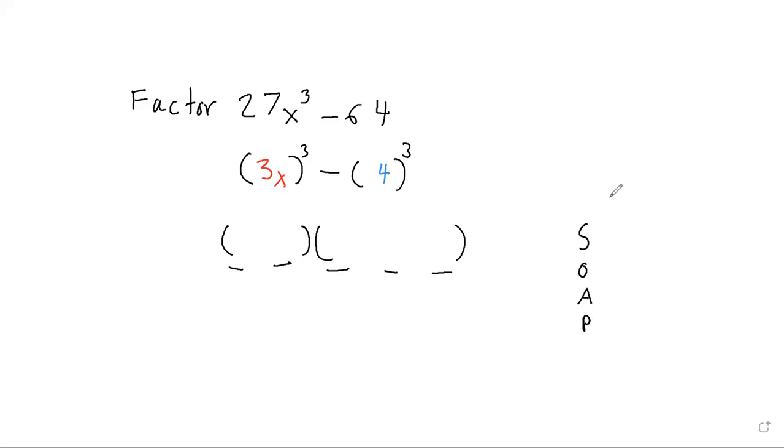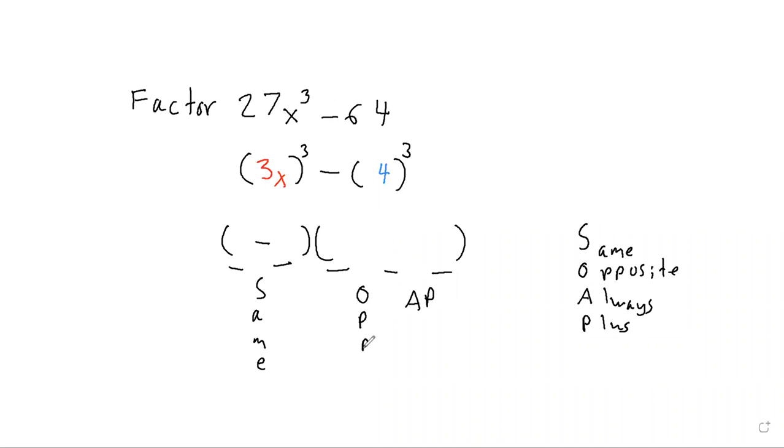What does SOAP stand for? Well, SOAP stands for same, opposite, always plus. What does that mean? Well, the original problem was 27x to the third minus 64. We had a minus in the original problem. What is the same as a minus? Well, a minus is the same as a minus. So the binomial will contain a minus.